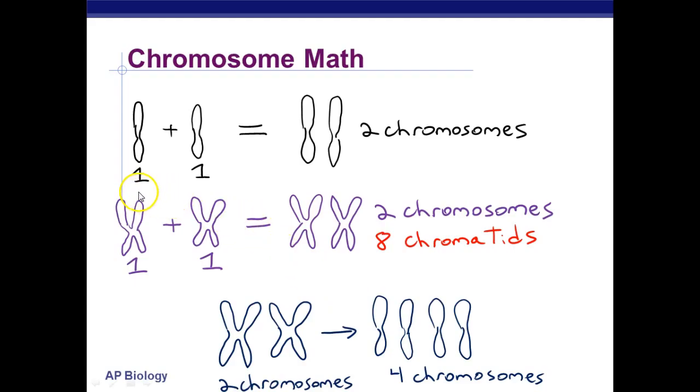So if I've got one chromosome and another, of course I've got two chromosomes altogether. If I've got one replicated chromosome and another replicated chromosome, well, that's two chromosomes altogether, a total of 8 chromatids. Now, if I've got two replicated chromosomes and I separate the sister chromatids, I split the centromeres, I now have 4 chromosomes. So keep that in mind as we go through these steps.